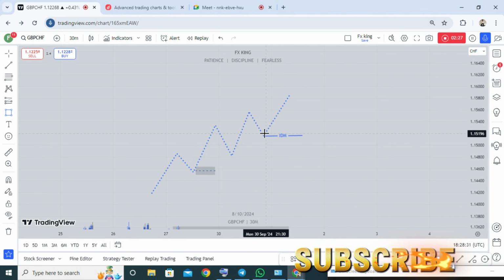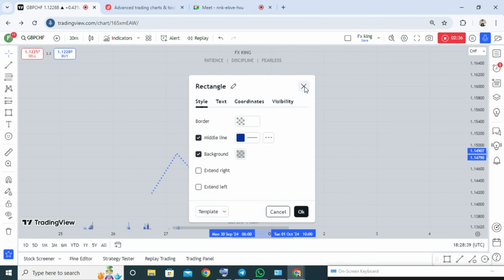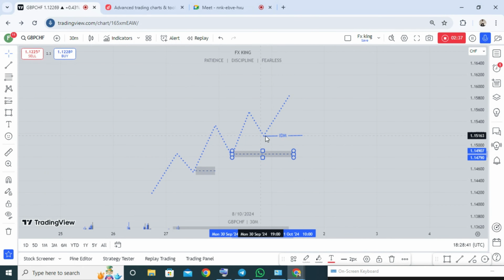You see the first zone that the pullback created, that is not your interest. Your interest should be from this second zone. This is where you should even start thinking of looking for a buy. This zone here is just kept there on purpose to trick you, to induce you to enter a wrong trade at this point. That's why it's called inducement.